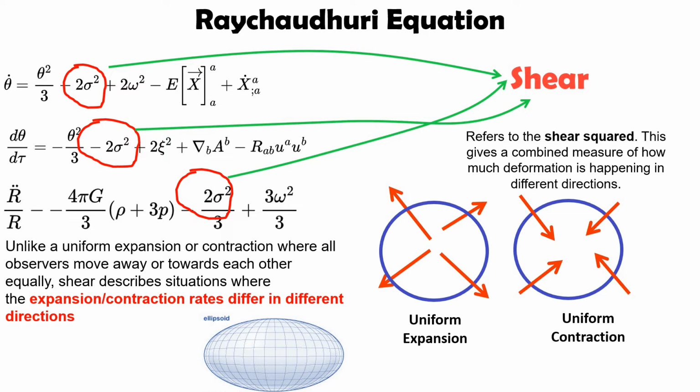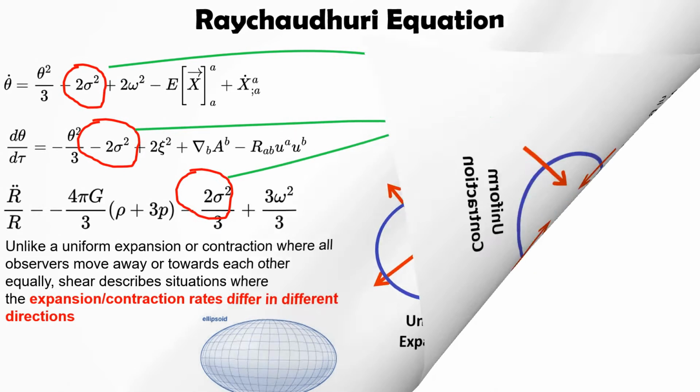Unlike the uniform expansion or contraction, there is something which is not uniform, and this actually describes how much the rates differ in different directions, which is the measure of the shear. Now, why am I measuring shear? Obviously, these things will become important. So you can see that in every form of the Raychaudhuri equation, there is one sigma, which is the shear.